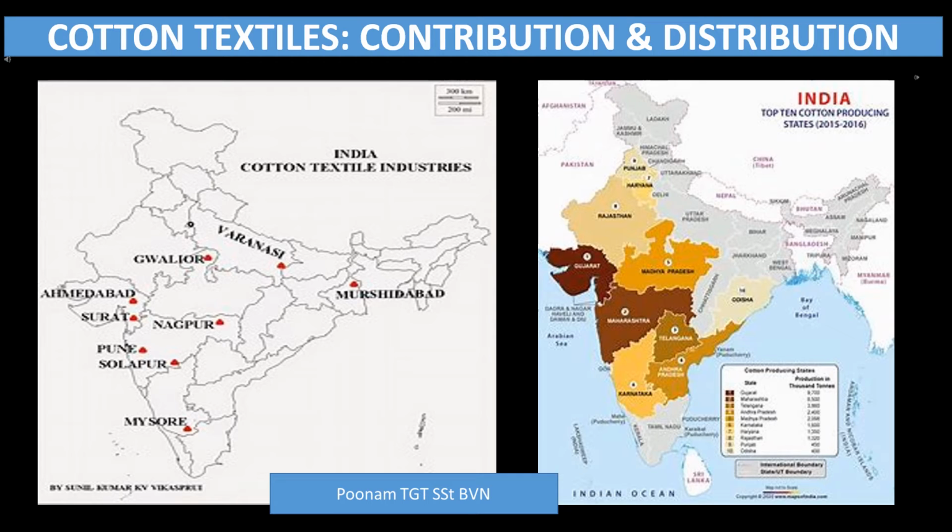Look at the map of India and observe the distribution of cotton textiles in India. The various cotton textile centers are Gwalior, Nagpur, Ahmedabad, Surat, Pune, Murshidabad, etc. You will notice that the concentration of cotton textiles is high in the states of Maharashtra and Gujarat. Let us find out the reason.